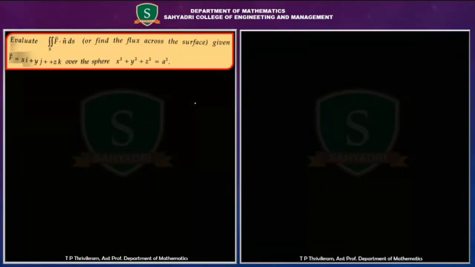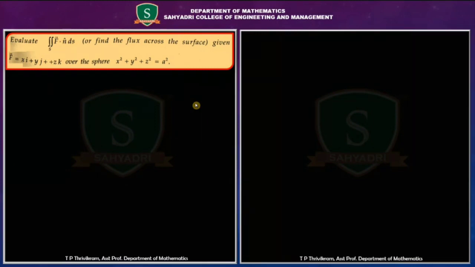Next, again they have given: evaluate the double integral of f dot n cap ds, or find the flux across the surface, given that f is equal to xi plus yj plus zk over the sphere x square plus y square plus z square equal to a square. I think in the previous problem also the same thing was given, but previously it was only for the first octant. That's why we faced difficulty.